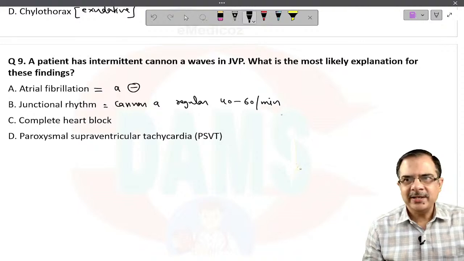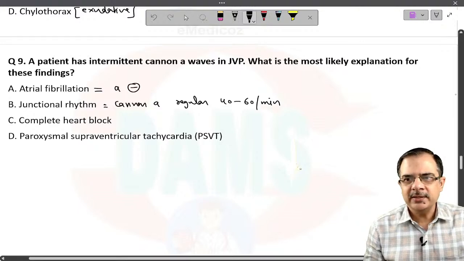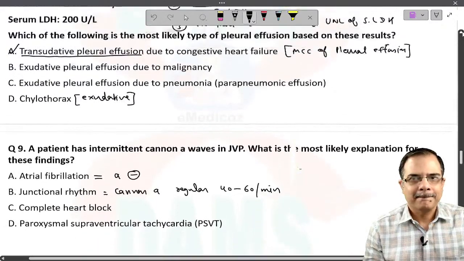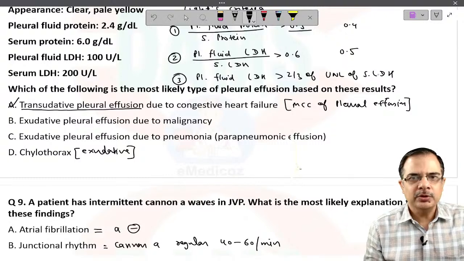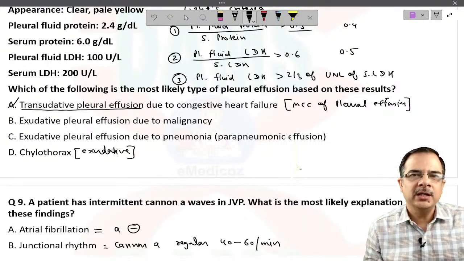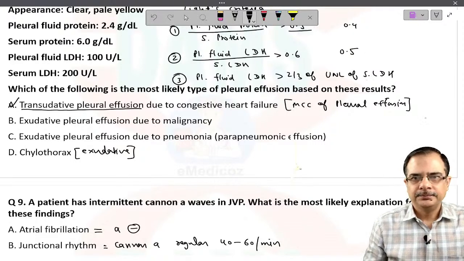Third point of Light's criteria is pleural fluid LDH more than 2/3 of the upper normal limit of the serum LDH. That is the Light's criteria.